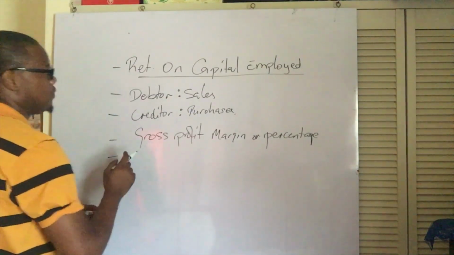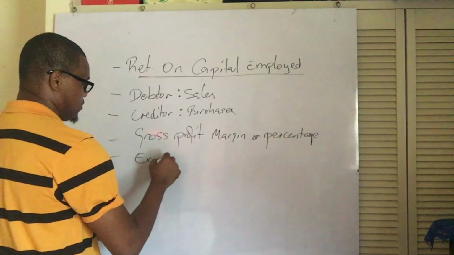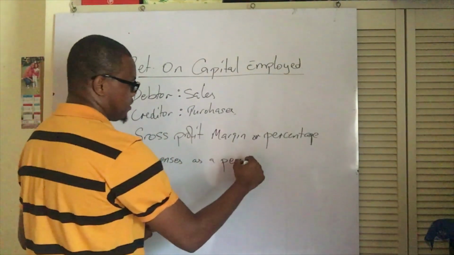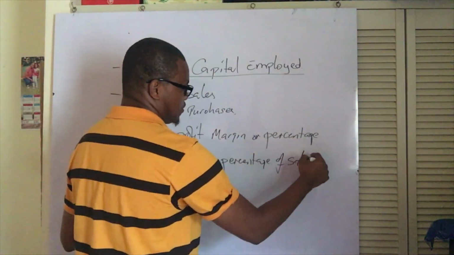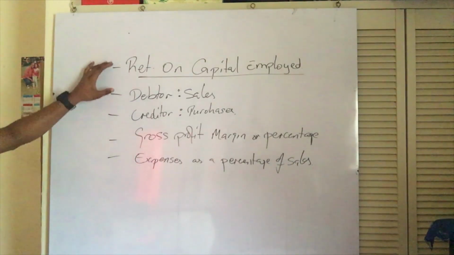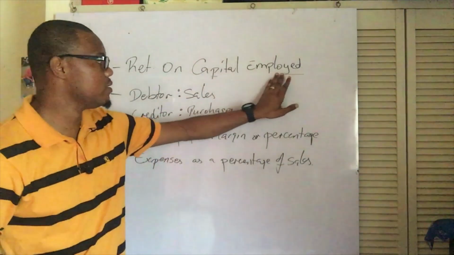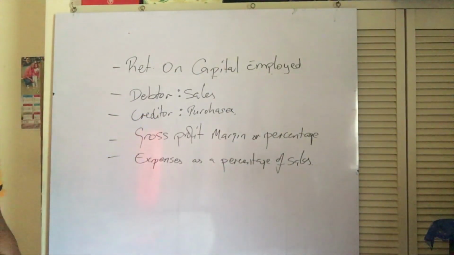It was just in my head a while ago. Expenses as a percentage of sales, right? They can also ask you for that ratio as well, right? For all these ratios they can ask you for, the big one, the most important ratio they will ask for is return on capital employed. They always call it the ROCE, right?